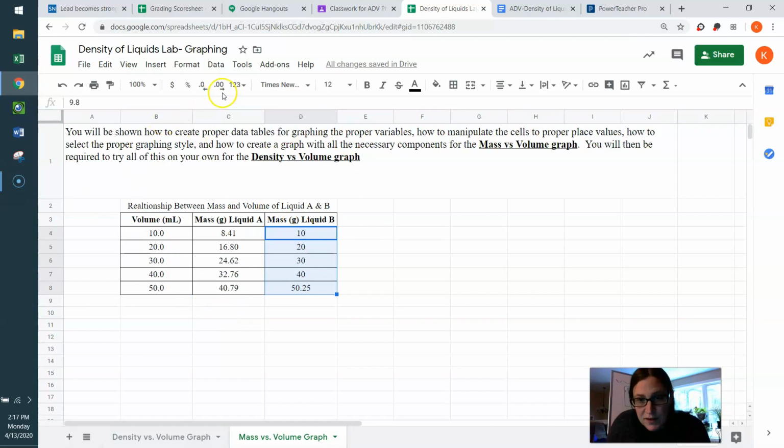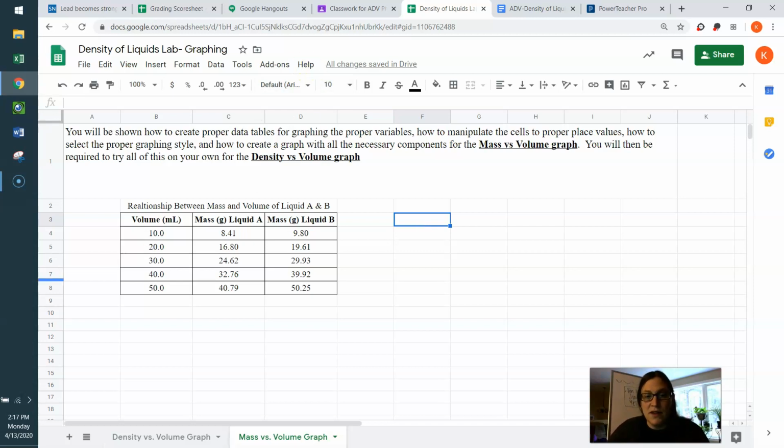I have to increase the decimal places because again, the balance read to the hundredths place. So there's my tenths, there's my hundredths. And now I'm good to go to begin using this data as a way to create my graph.